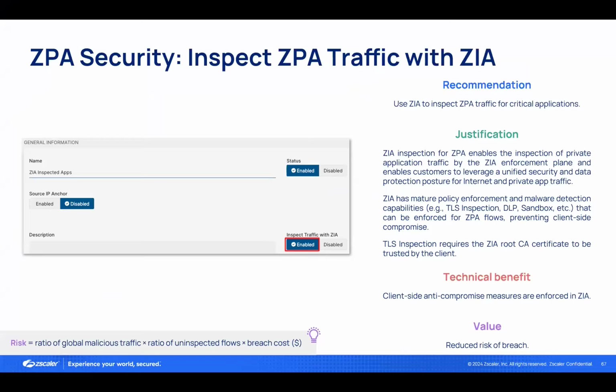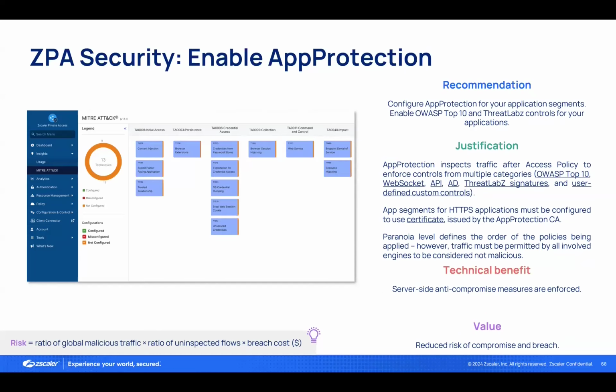This will allow you to use ZIA's mature policy enforcement and malware detection capabilities, for example, TLS inspection, sandboxing, data loss prevention policy, etc., to enforce these on ZPA flows to your business-critical applications, preventing any client-side compromise. Paired with AppProtection, this will allow you to provide complete client-side and server-side anti-compromise measures in order to fully protect your applications.